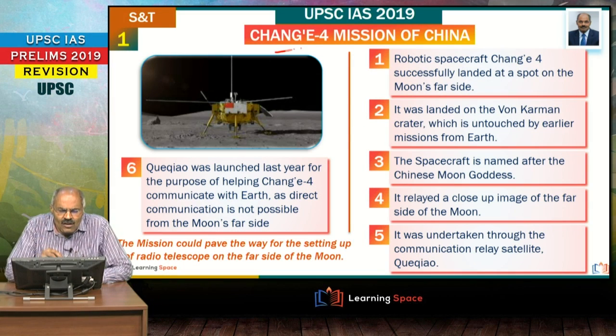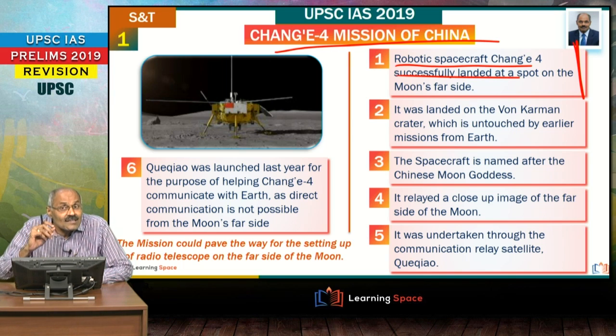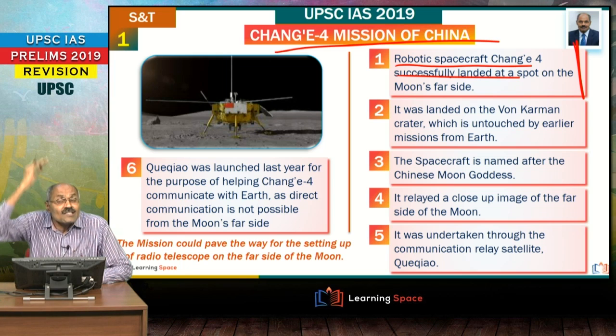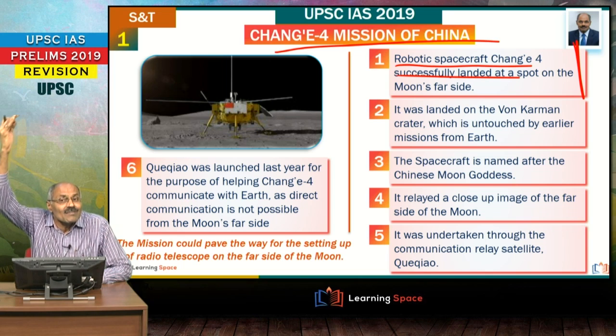Let us look at the Chang'e 4 mission of China. 3-4 important points are there in this mission. This is a robotic spacecraft, Chang'e 4, that successfully landed on the far side of the moon, or you can say the other side of the moon. And what is far side, what is near side, and what is tidal locking? These points we are going to deliberate. One important aspect is that it landed on the other side of the moon, or you can say the far side of the moon.